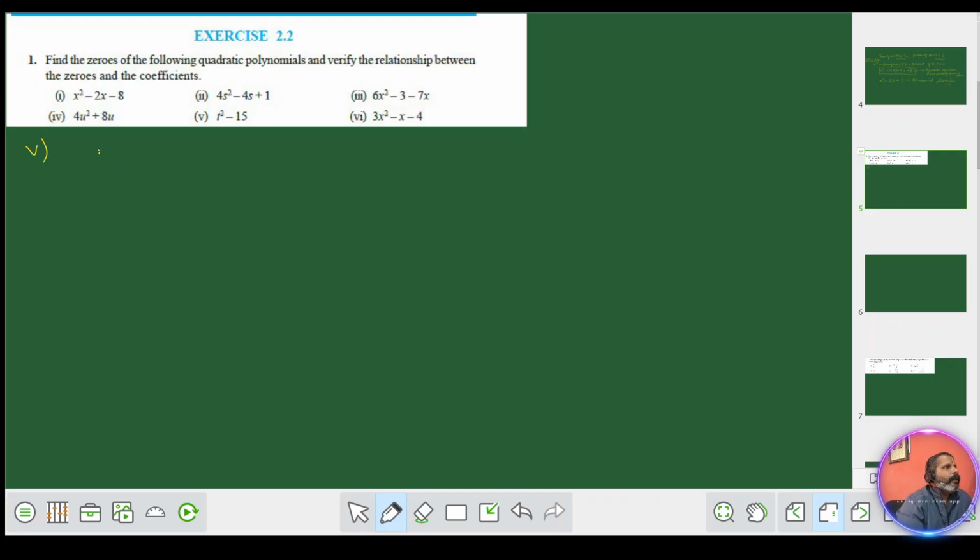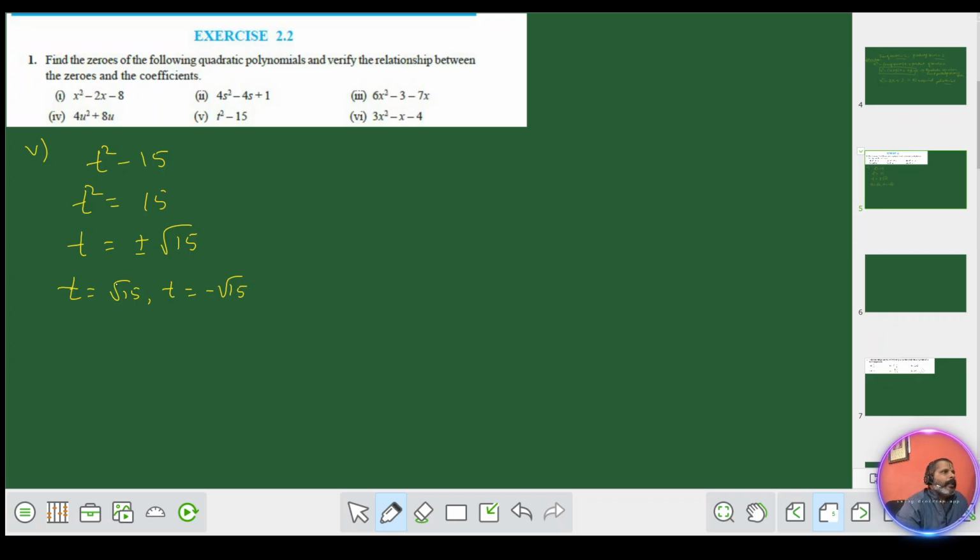Here, you see t square minus 15. In the previous fourth question, the constant term was not there. Now there is no t term, that is, the middle term. That's okay. No need to always follow factorization. Here, we just say t square is equal to 15, t is equal to plus or minus square root of 15. That means it should have two values, right? t is equal to plus root 15, t equal to minus root 15.